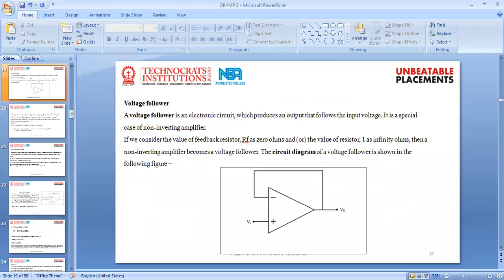Voltage follower. A voltage follower is an electronic circuit which produces an output that follows the input voltage. It is a special case of the non-inverting amplifier. If we consider the value of feedback resistor Rf as 0 ohms and the value of resistor R1 as infinity ohms, then a non-inverting amplifier becomes a voltage follower. Look at the circuit diagram.